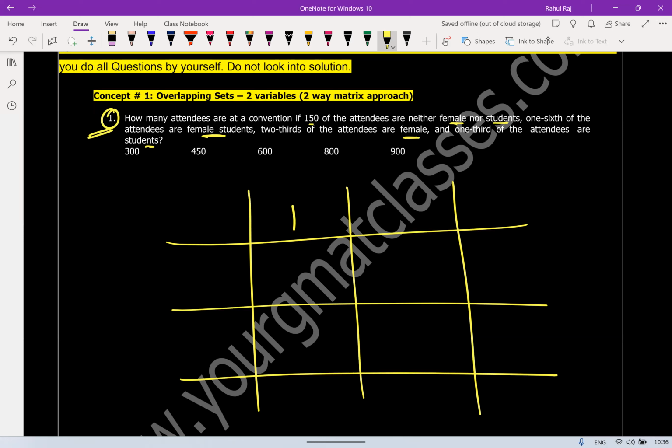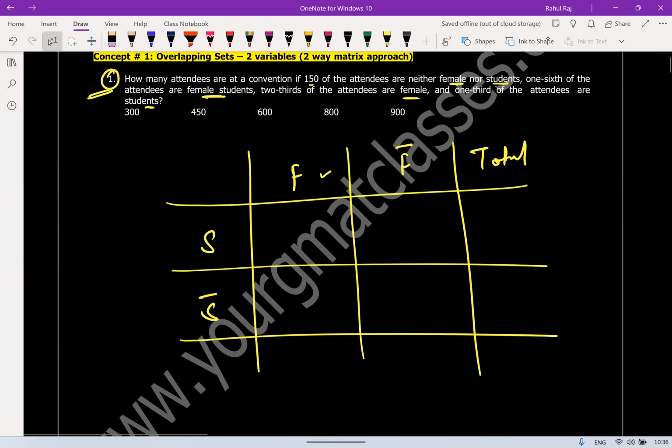So it is female, put here not female. Simple logic. If you put female, not female, put here students and not students. You can't put not students and students, everything will be wrong. Remember, the series should be maintained. If you have put here female and not female, it should be students and not students. And this is total, and this is also total. You just have to fill up the blanks. That's it, and your question is done.